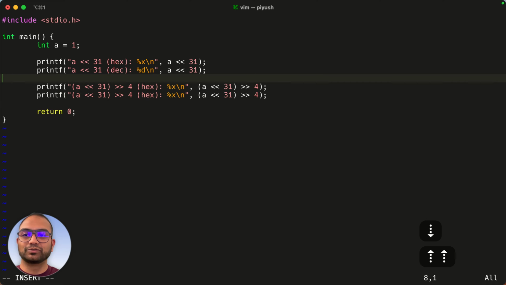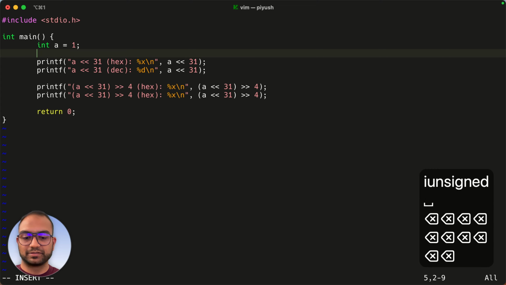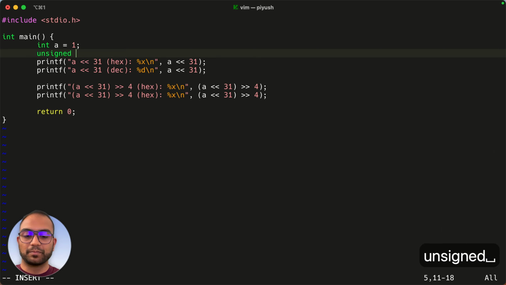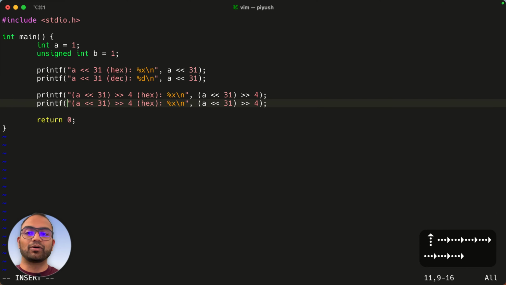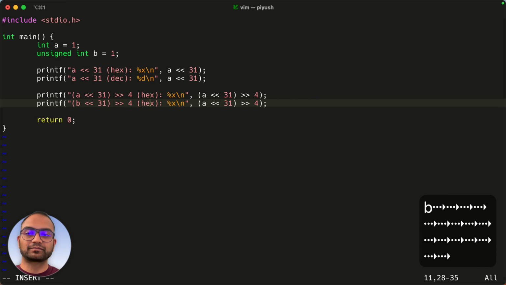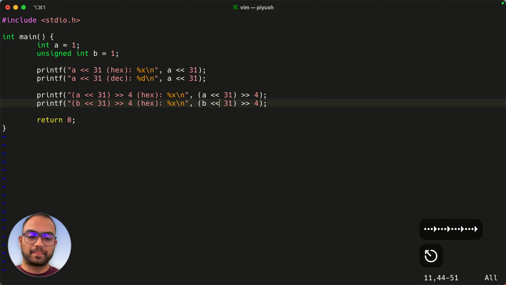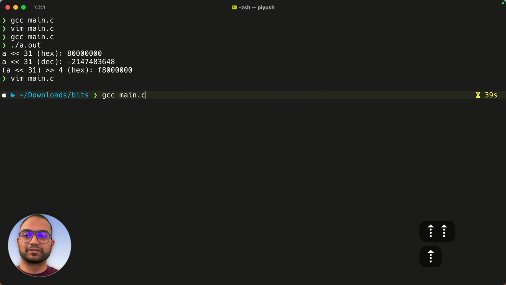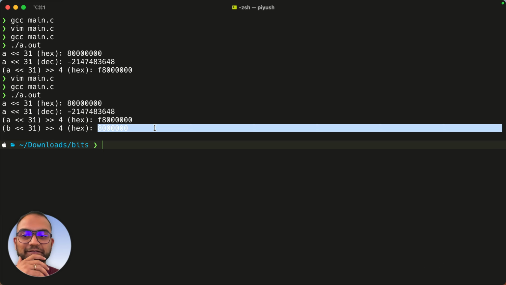What I'm going to now do is have unsigned int b equals to 1. So a is signed and b is unsigned. And all I'm going to do is change a to become b. Same exact thing. And let's see what happens. So compile, run. You see what happened here?